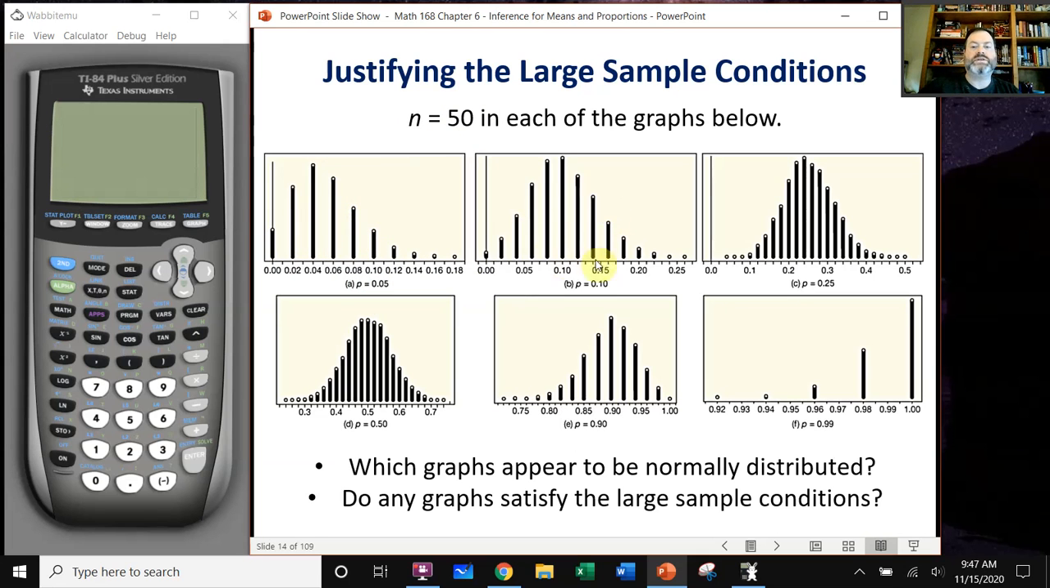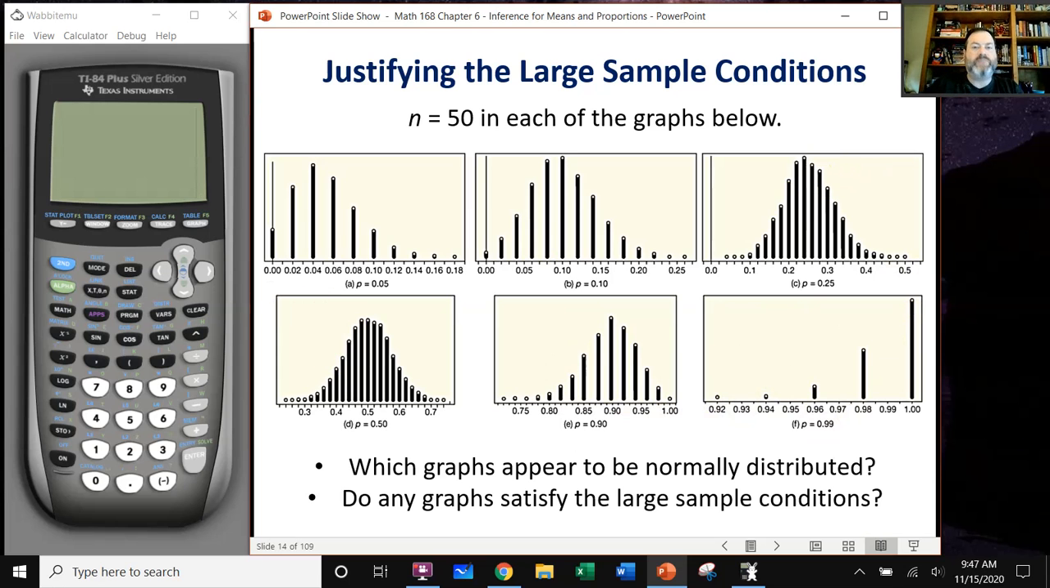What about this one? Does this look symmetric and bell-shaped? No, not really. Skewed right. Both of these are skewed right. What about this one? Does that look symmetric and bell-shaped? Sure does. Symmetric and bell-shaped? Yep. Symmetric and bell-shaped? No. And this one's just really strange looking. So the only graphs we're seeing here that are symmetric and bell-shaped are C and D, right?